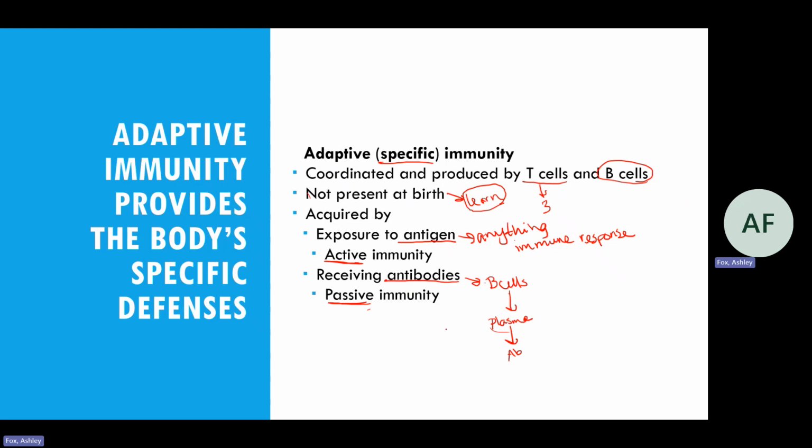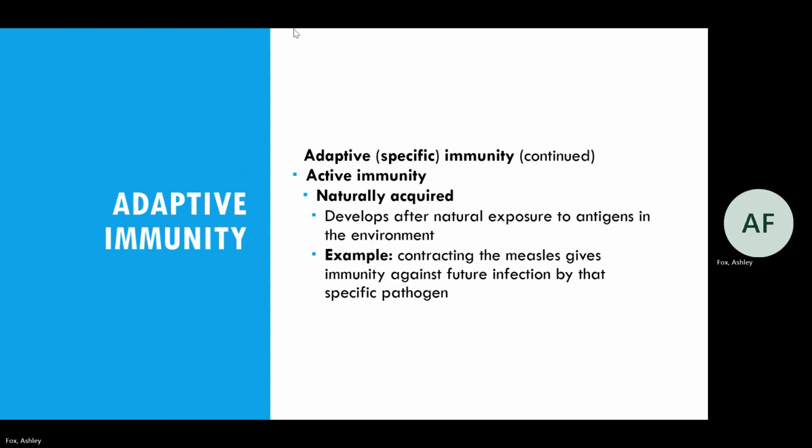Receiving antibodies, or passive immunity, you're skipping these steps and going to the last step. So your B cells don't have to have a reaction to create plasma cells to create antibodies. You're just skipping to the antibodies. Now, the antibodies, again, are going to help fight against the pathogen. So you still have immunity where you're fighting against it. You just skip the activation phases of the immune system.